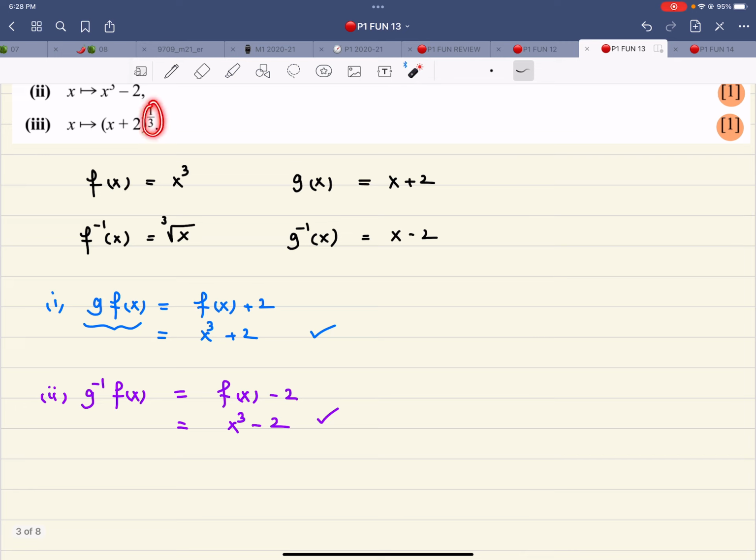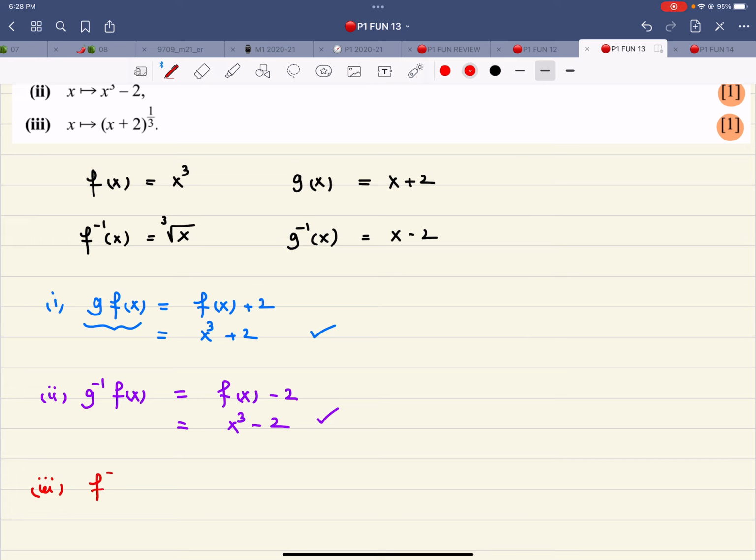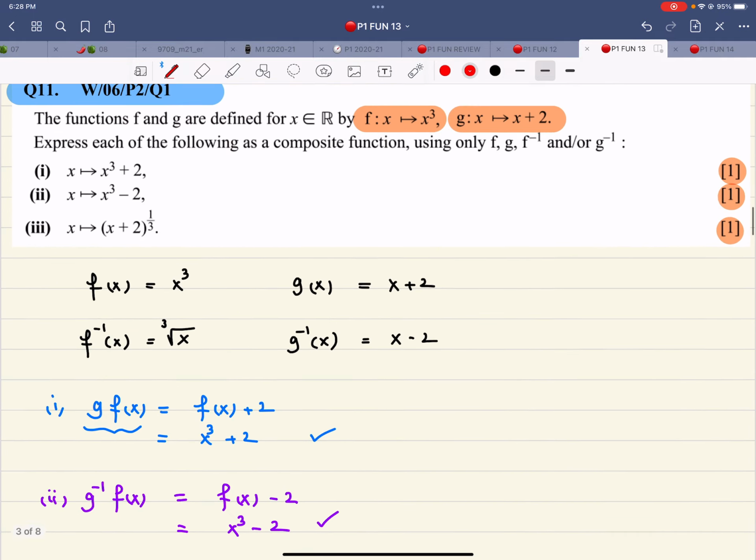The last one is cube root of x plus 2. This 1/3 is cube root. That means this cube root is at the top. So basically it's a function of f inverse, and what is being plugged in instead of x is x plus 2. So it looks like this is f inverse of g(x). Therefore f inverse is cube root of something, and g(x) is x plus 2. So this is cube root of x plus 2. Again this is correct.